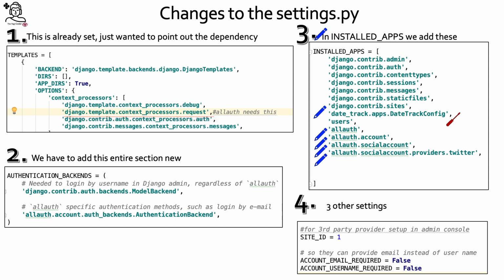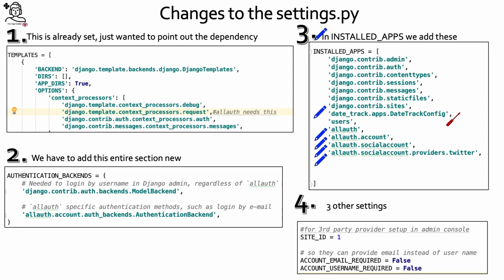django.template.context_processors.request is something that allauth needs. And in our template section, that's already there, so that's taken care of. We'll go down to the left-hand side here. We have to add this entire section of the authentication backends here, just as you see it.